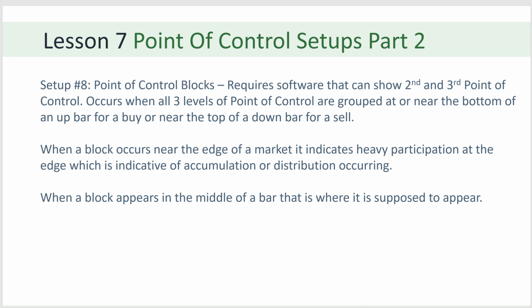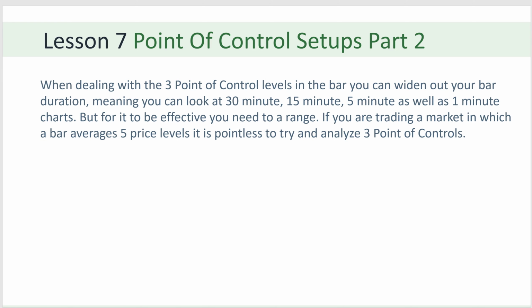I talked about this one earlier in the earlier lesson on support and resistance, I think it was. And when a block occurs near the edge of a market, it indicates heavy participation at the edge, which is indicative of accumulation or distribution occurring. When a block appears in the middle of a bar, that is where it's supposed to appear, right? That's where the value in the bar is supposed to appear.